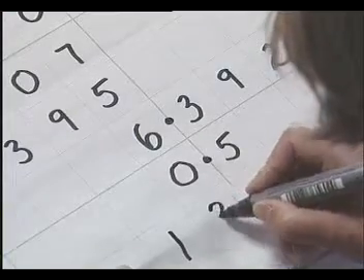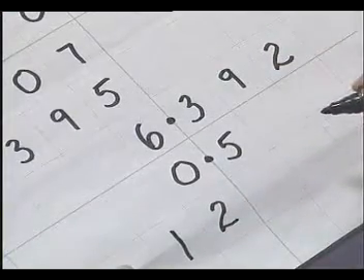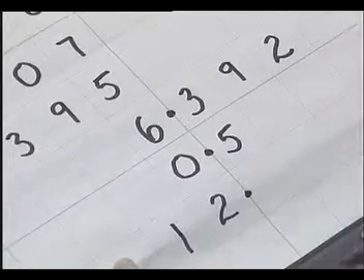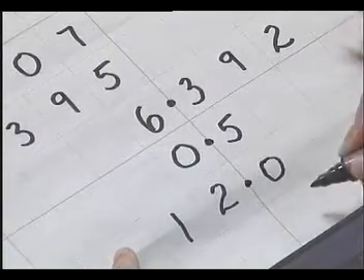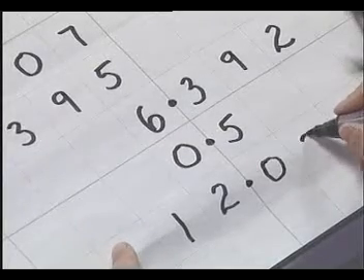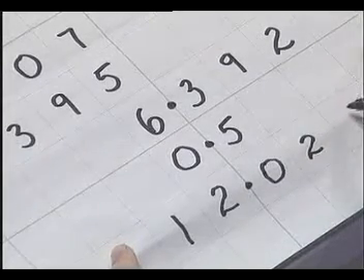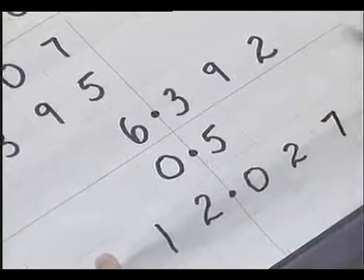One more decimal, 12.027. So 12, that's our 1 in our tens, 2 in our units, a decimal point again, and 0.027. So that means we've got none in the tenths, 2 in the hundredths, and 7 in the thousandths. Now we're going to go on to have a look at some calculations.